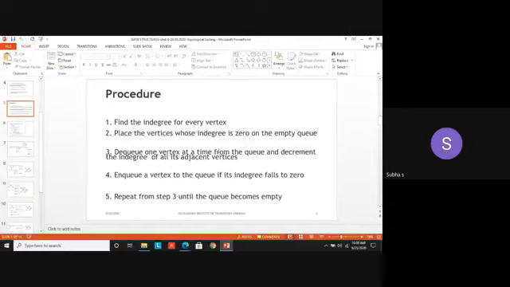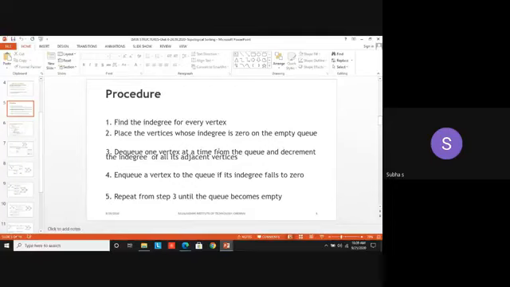Suppose the adjacent vertices are 3 and 4, and they have in degrees 4 and 3, then you have to decrement them to 3 and 2. Decrement the value by 1, that is, subtract 1 from the in degree. At that point, you will get some vertex with in degree 0. You have to push it onto the queue, add it onto the queue. Likewise, you have to repeat until the queue becomes empty.